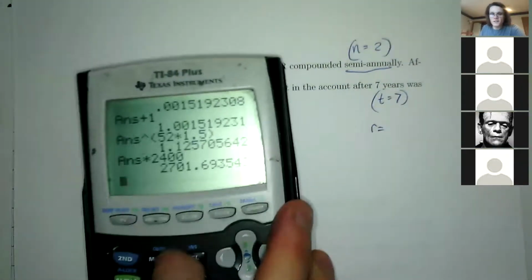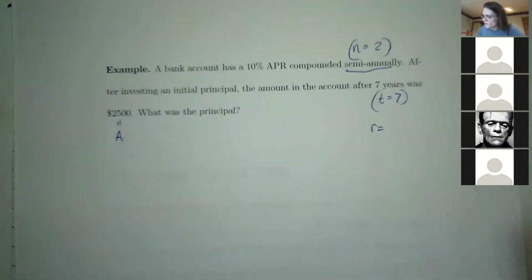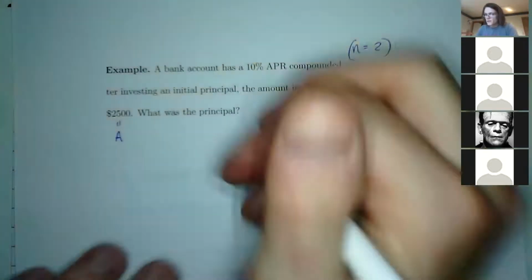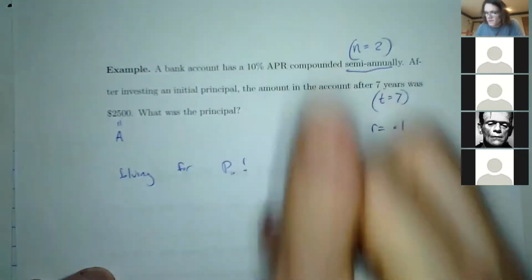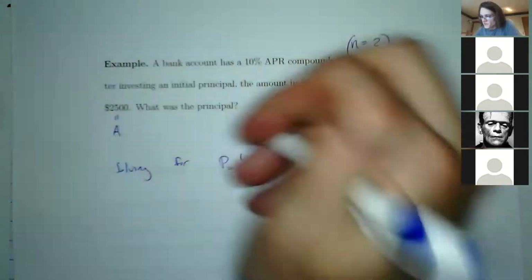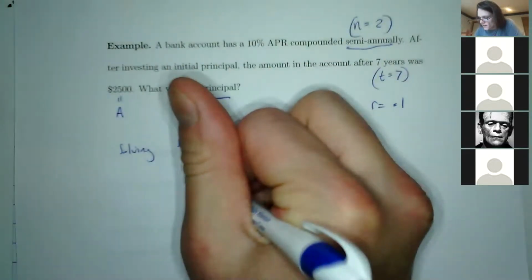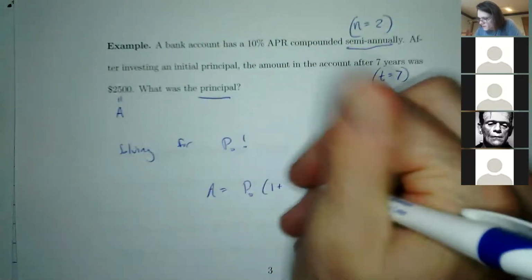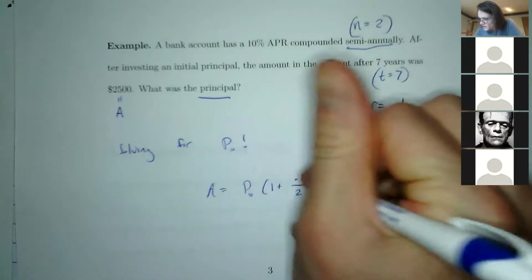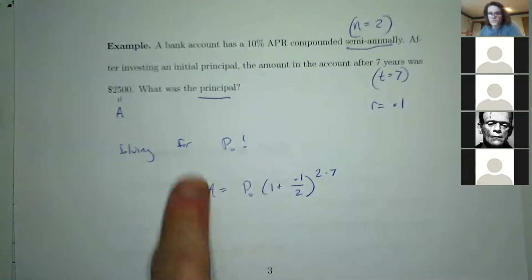If you need to calculate, you can just do it, of course. So 10 divided by 100. You can't see that, 0.1. All right. So we're solving for P naught. Be careful, make sure you read it carefully. But you can set it up the same way, right? So I have A equals P naught times 1 plus R, which is 0.1, over n, which is 2, to the 2 times 7. And then this A is 2,500.